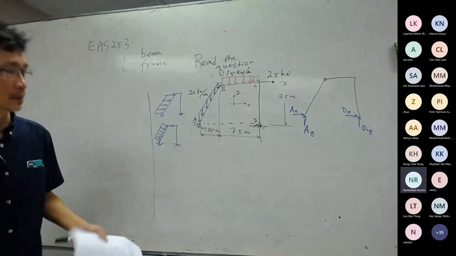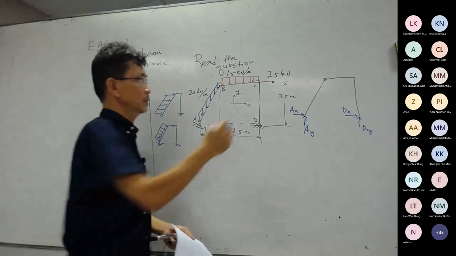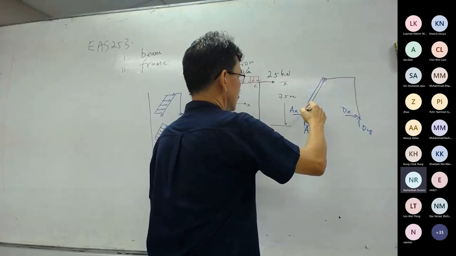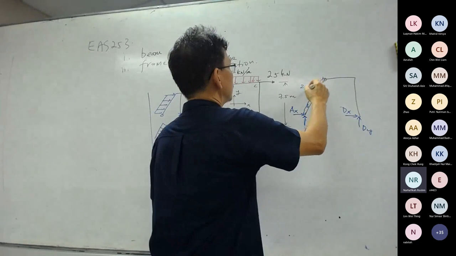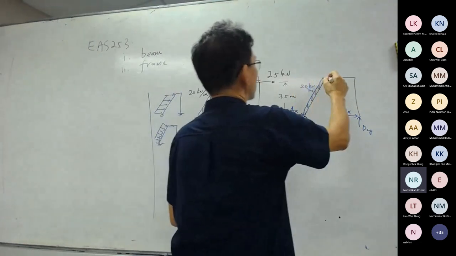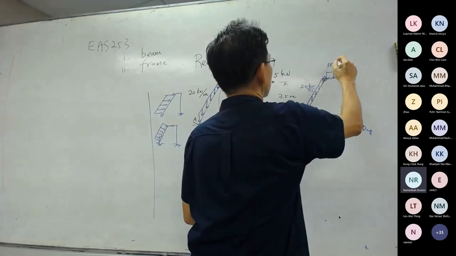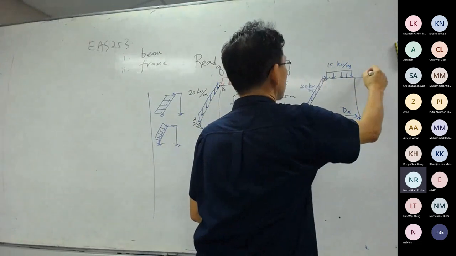Okay. So this is the free body diagram, and of course we have all this loading here. And then we have this loading here, but there is a point load here, 25.